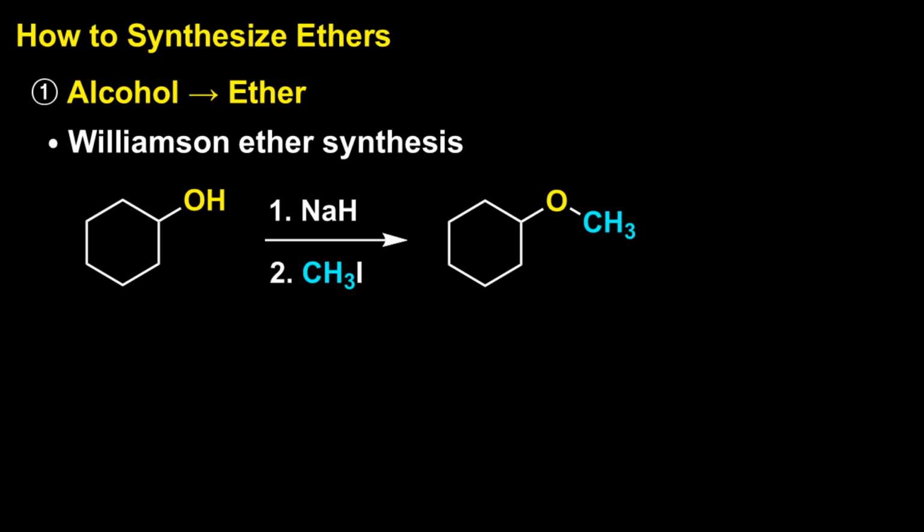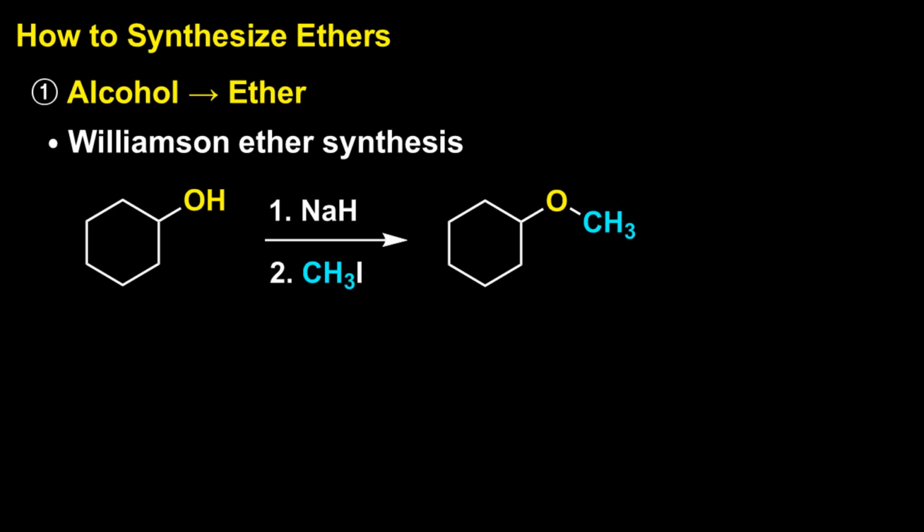All right, let's start with one of the most well-known ways to make ethers, the Williamson ether synthesis. In this method, we begin with an alcohol. Here, it's cyclohexanol, and we're going to turn it into an ether. First, we treat the alcohol with sodium hydride, or NaH, to remove the proton. That gives us an alkoxide ion, which is a strong nucleophile. Next, we add a methyl halide, like methyl iodide, and that sets up a classic SN2 reaction. The alkoxide attacks the methyl carbon, kicks out the iodide, and that gives us our ether.